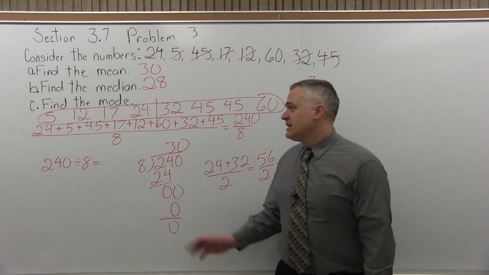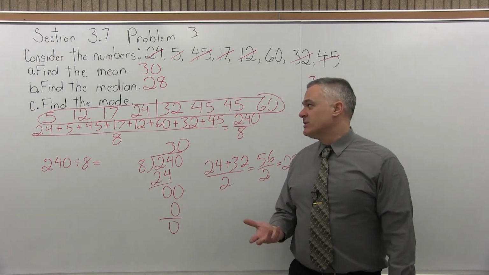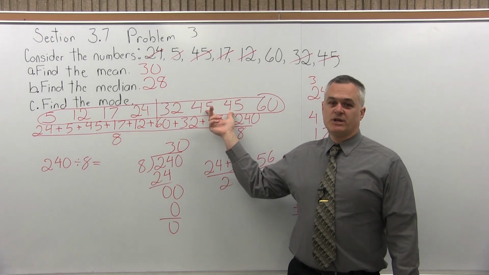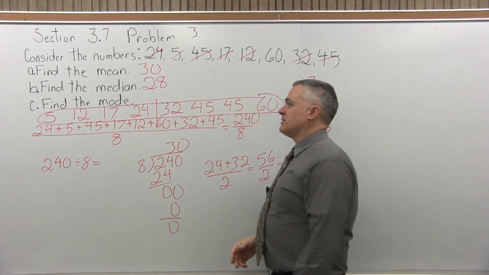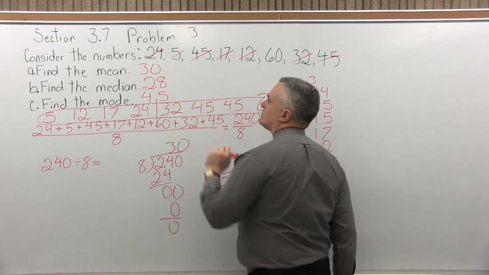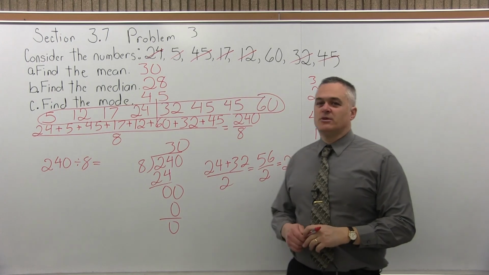Now the mode, the last one left, mode. Mode is the most common number in the list. And especially once we've put the list in order, it's clear what shows up more than anything else. So 45. 45 shows up more than any of the other numbers. So that's the mode. So the mean is 30, the median is 28, and the mode is 45.